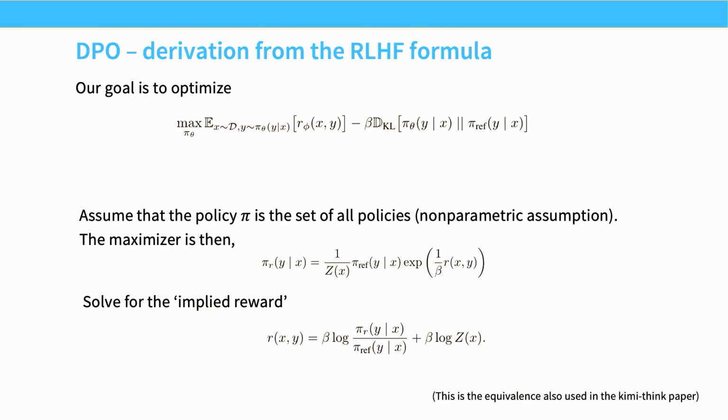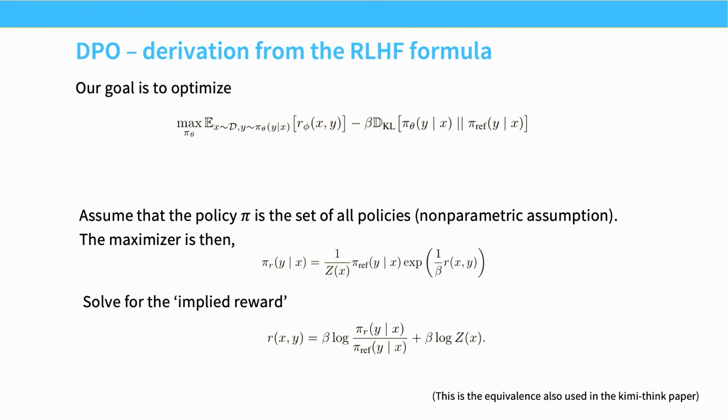The minimizer is to take my original reference policy and to exponentially tilt it by my reward. In other words, every response gets upweighted or downweighted with a weight exp of 1 over beta r, based on how good the reward is. This makes a lot of sense. If the reward is really bad, I'm going to exponentially downweight it. If the reward's really good, I'm going to exponentially upweight it, right? So this is the closed form solution if pi can be anything.